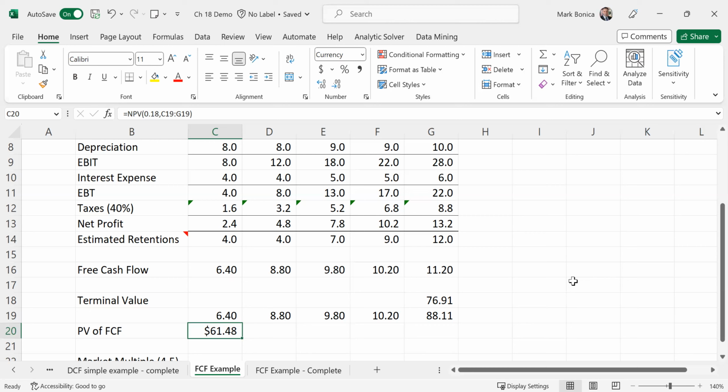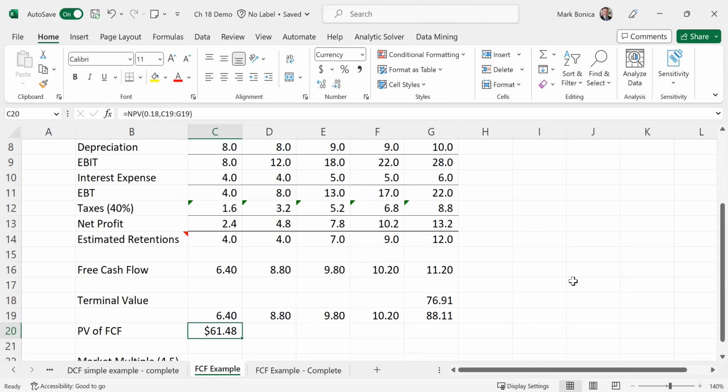Then we're going to say, this is a growing business. It's going to have to retain some of its cash in order to keep on buying and replacing its old equipment. So we're going to subtract some amount of estimated retentions. I'm going to give that to you. Right? So then you'll get to your free cash flow. So your free cash flow estimation will be net income plus depreciation minus estimated retentions. That'll give you your free cash flow.